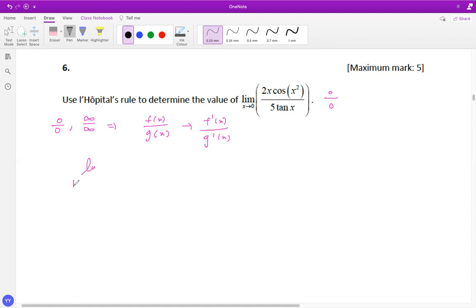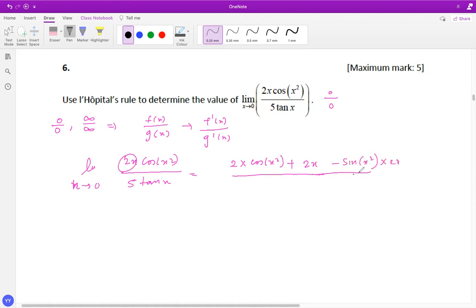So limit x tending to 0, 2x cos x squared over 5 tan x. The derivative of 2x cos x squared is basically the product rule in the numerator. So 2 times cos x squared plus 2x times the derivative of cos x squared, which is negative sine x squared, times 2x, which is the derivative of x squared, over the derivative of 5 tan x, which is 5 sec squared x, and this is the limit as x tends to 0.